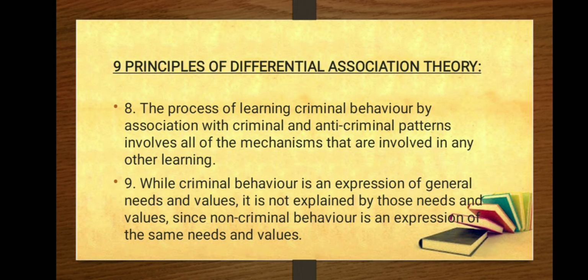Number 8, the process of learning criminal behavior by association with criminal and anti-criminal patterns involves all of the mechanisms that are involved in any other learning. And last, while criminal behavior is an expression of general needs and values, it is not explained by those needs and values since non-criminal behavior is an expression of the same needs and values.